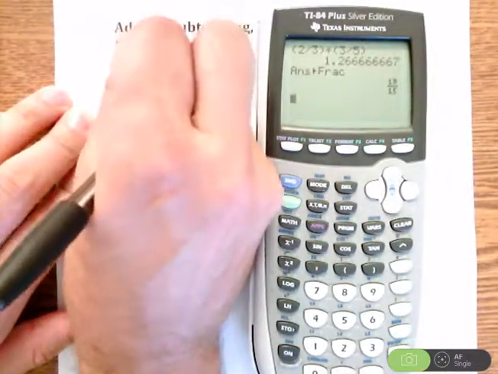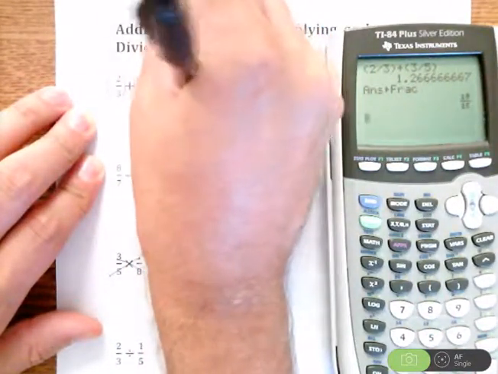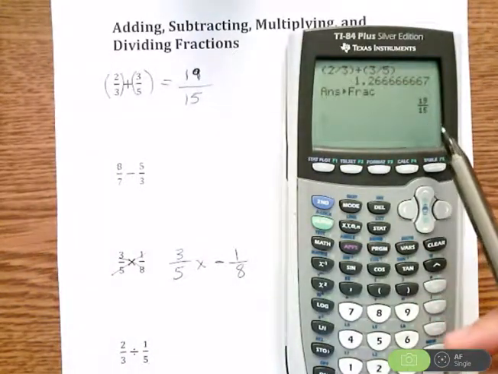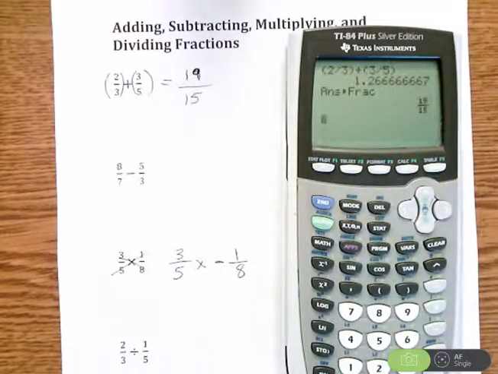Now, the exciting and useful thing about that is not only does it give you an answer as a fraction, but it's also going to give you the most reduced fraction, where again, if we would have done this by hand, we're not going to necessarily get the most reduced fraction.